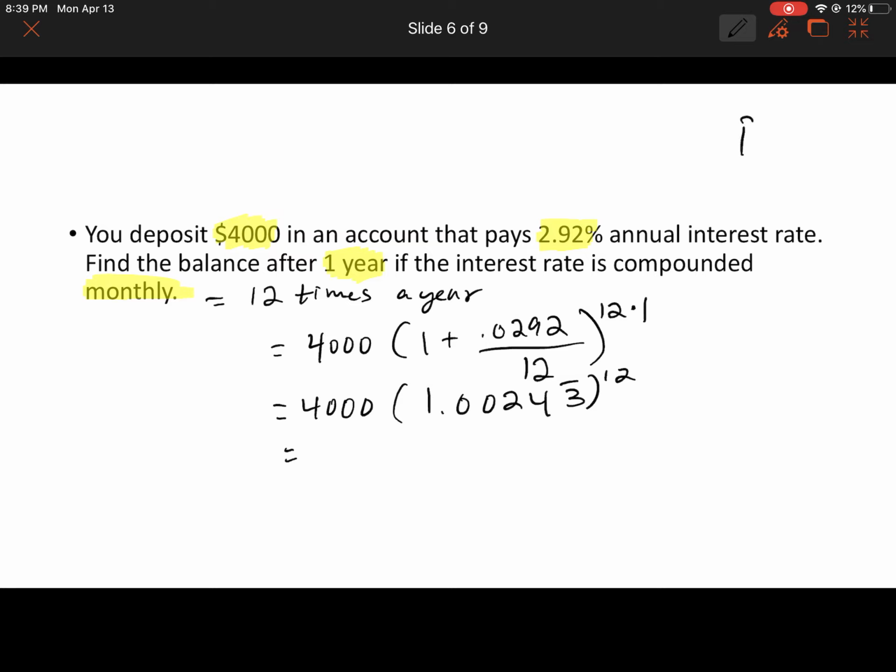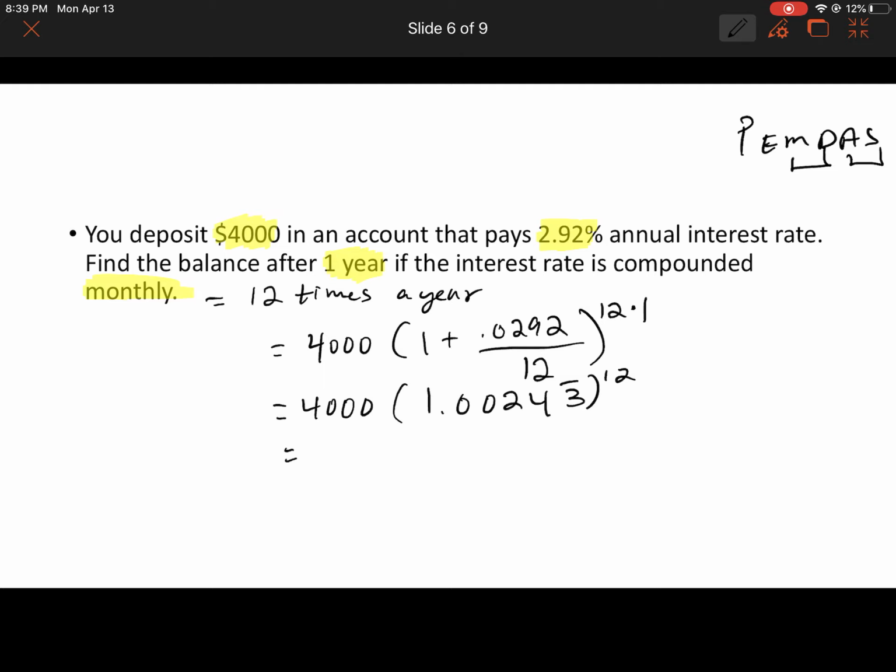Okay, remember PEMDAS? PEMDAS means that you want to do parentheses first. Then you want to do exponents. Then you want to do multiplication and division. And then you want to do addition and subtraction. Normally those go from left to right. But in this case, since we don't have to add or subtract, we don't have to worry about it. Since we don't have to divide, we don't have to worry about that part. Well, we divide at the beginning inside of the parentheses, but because that's an operation in itself, we don't have to worry about it too much.